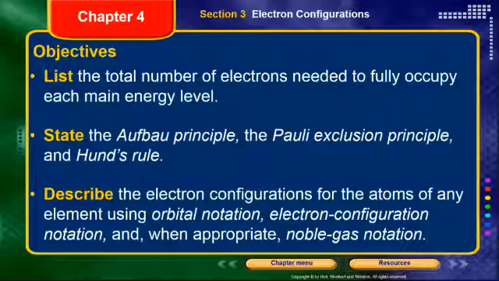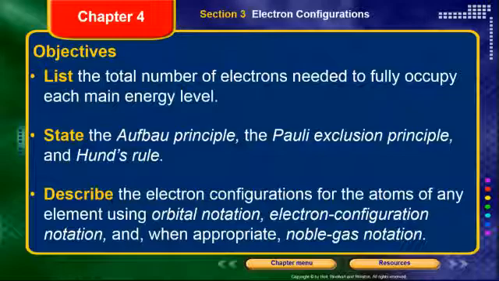One, list the total number of electrons needed to fill each main energy level. That is something that we can already do, right? The equation 2n squared. As long as we have the n value, the principal quantum number, which represents the main energy level, we can simply plug that in to 2n squared, and we can know the total number of electrons needed to fully occupy each main energy level. We'll see that we don't fully occupy each main energy level all the time, but we'll cross that bridge when we get there.